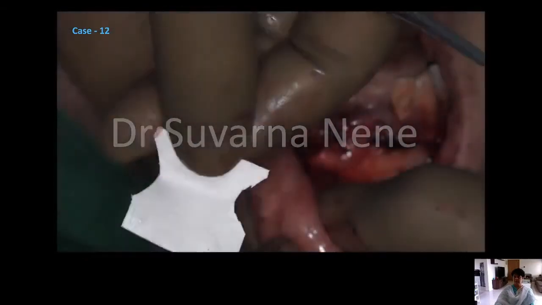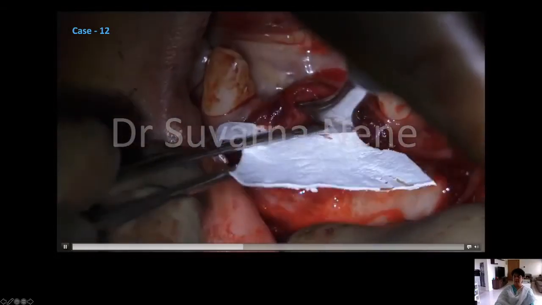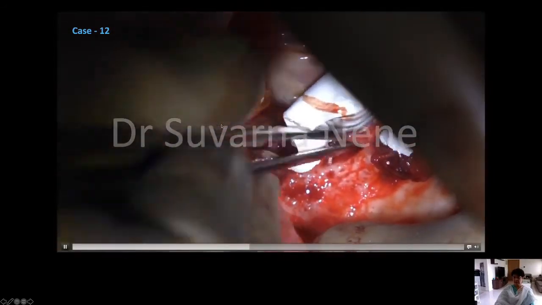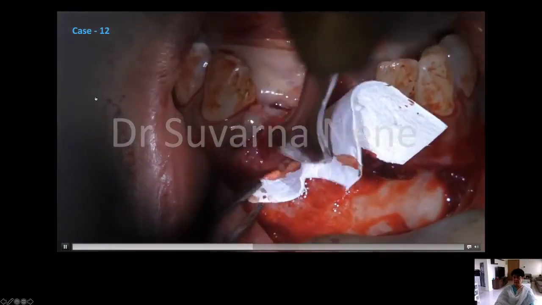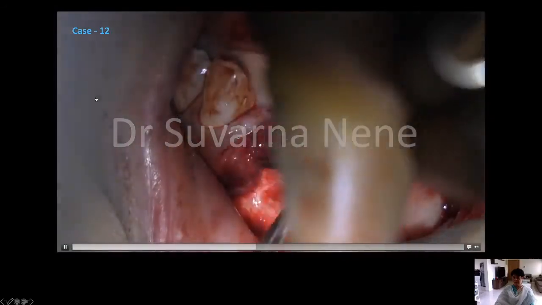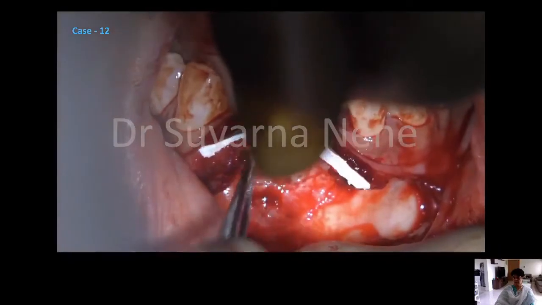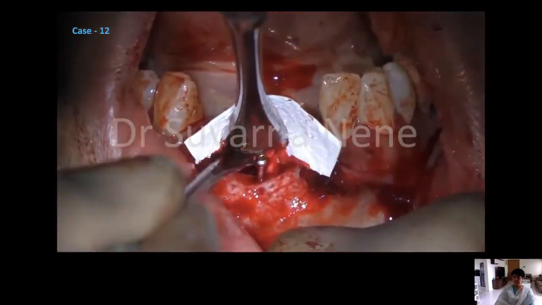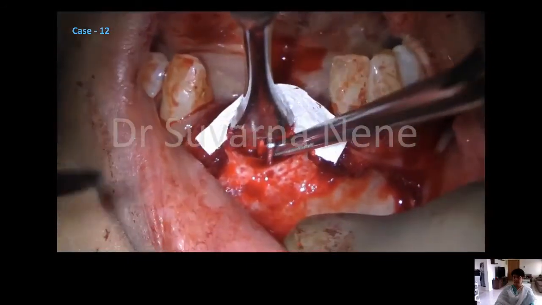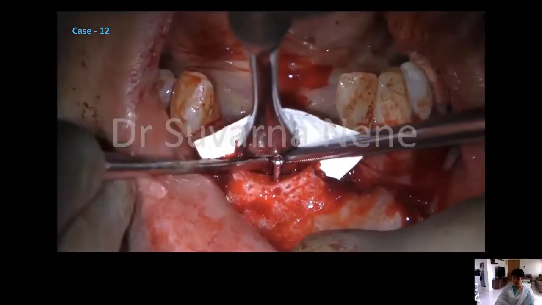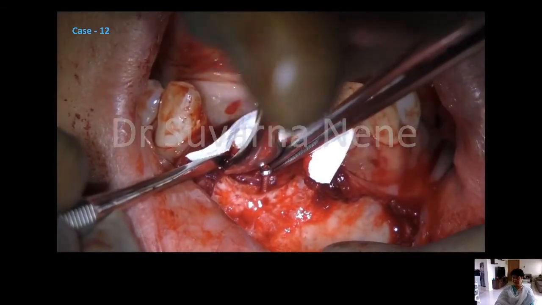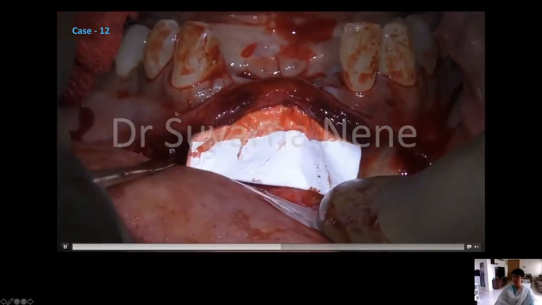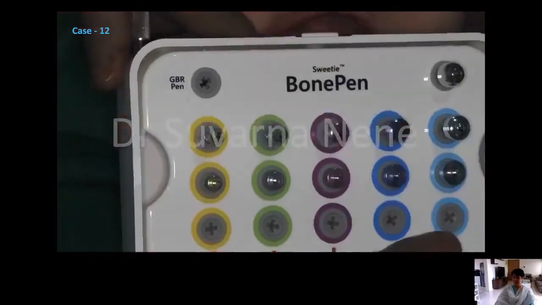Okay, so we have given it shape. You make sure that no membrane is exposed in any area, not even in the area of the teeth in the vicinity. What I like about this membrane, first of all, is that it has stretchability. Secondly, even if it gets wet, suppose I've tried it and I feel I need to change something and I remove it, it doesn't get torn, it's not fragile. So you can always check before.